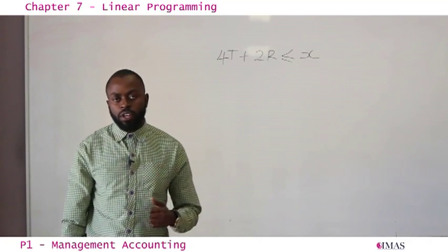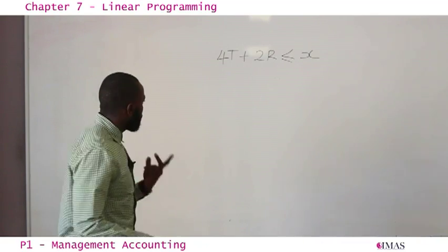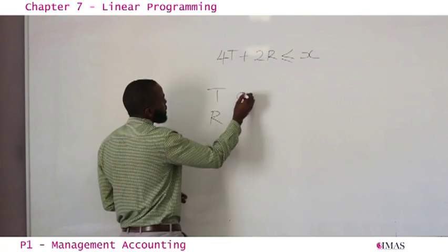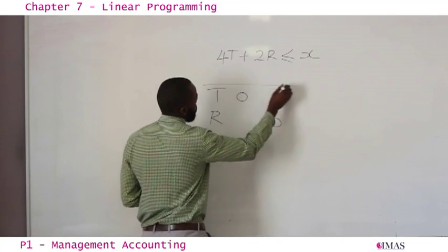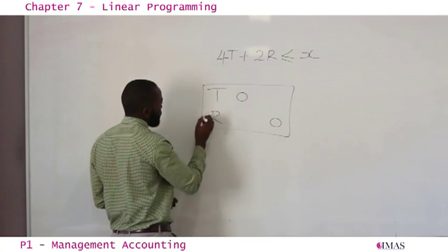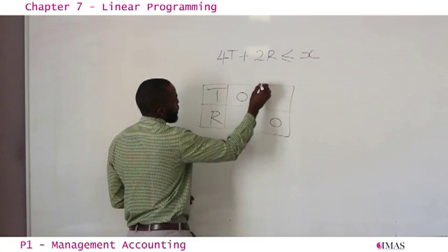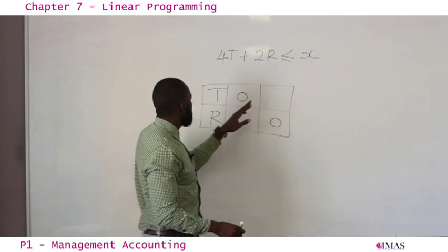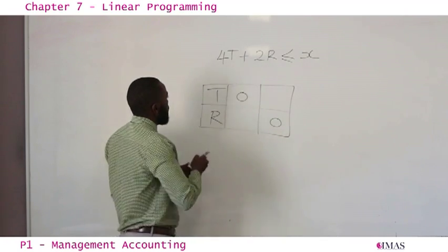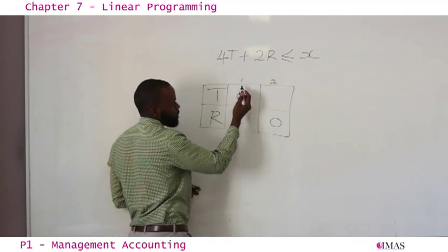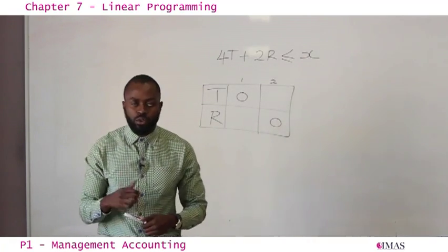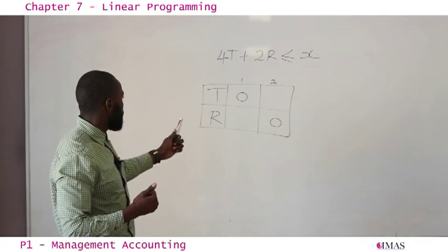And I told you that to draw the graph, we only need 2 points. The 2 points that we use as easy points, we said when T is equal to 0 and when R is equal to 0. So when it comes to this question, we just need one set of coordinates to be able to find our X. Here we have 2 sets of coordinates, we just need one to be able to find our X. So it doesn't mean that you always have to use when T is equal to 0 and when R is equal to 0.